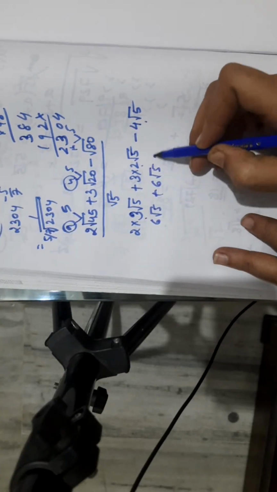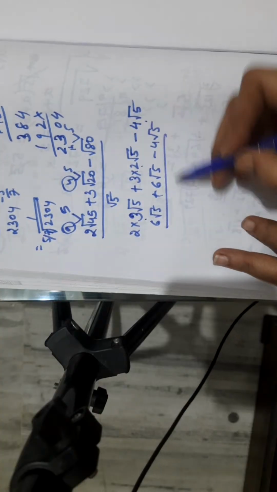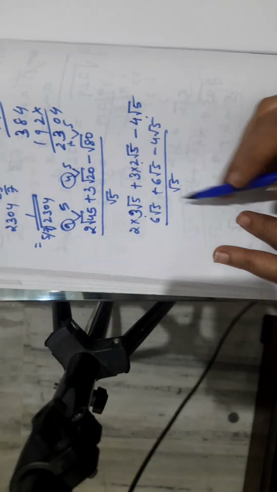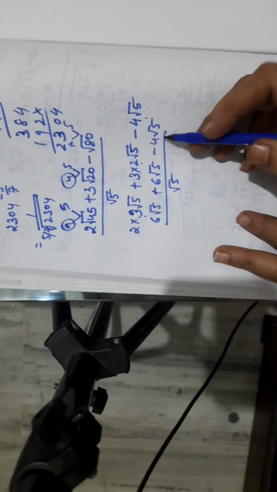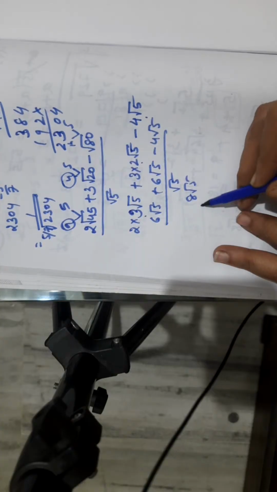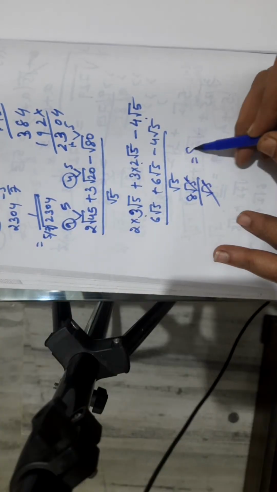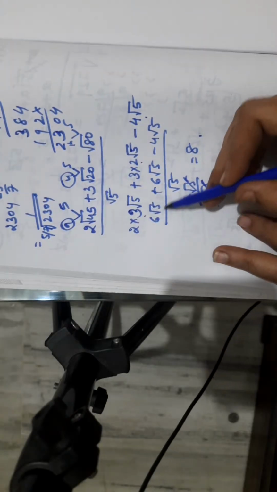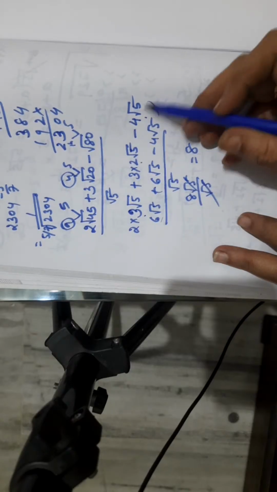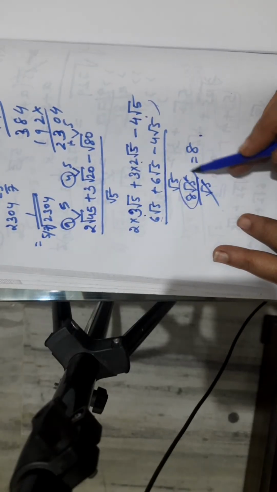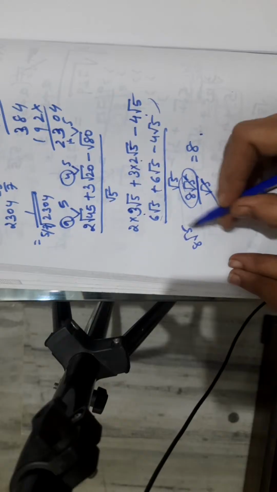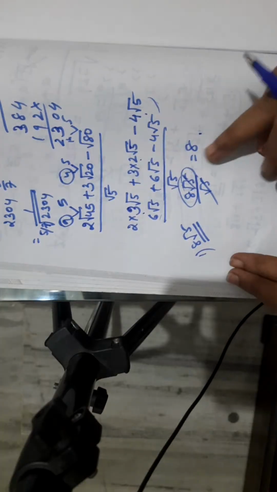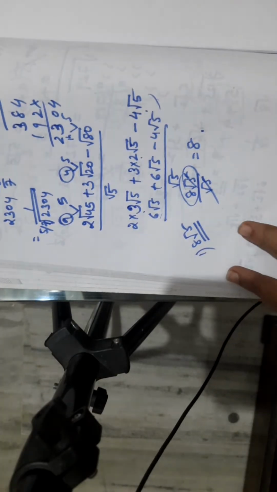6 root 5 minus 4 root 5 upon root 5. So here the numbers will get added. 6 plus 6 is 12, 12 minus 4 is 8. 8 root 5 upon root 5. Answer is 8. Here they gave simplify the numerator. When we simplify the numerator only, we are getting 8 root 5. So for the first option, the answer will be 8 root 5. Simplify the expression: when we simplify, the whole answer will be 8. That is the second question.